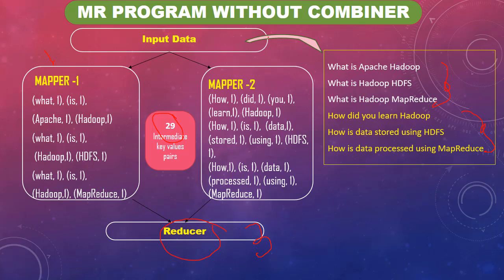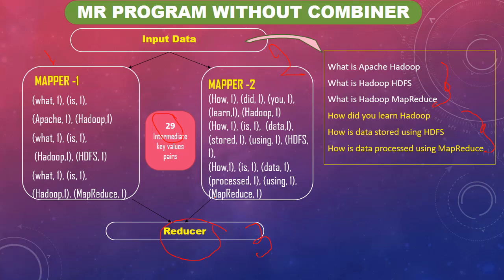This mapper is running on machine number 1. In a cluster, there will be some machines, no? On machine number 1, this mapper is running. On machine number 2, this mapper is running. And these two mappers need to send these key value pairs to the reducer. So how many key value pairs does it have to send? 29 key value pairs. Here it is 29, but in real time it will be like some lakhs of key value pairs.